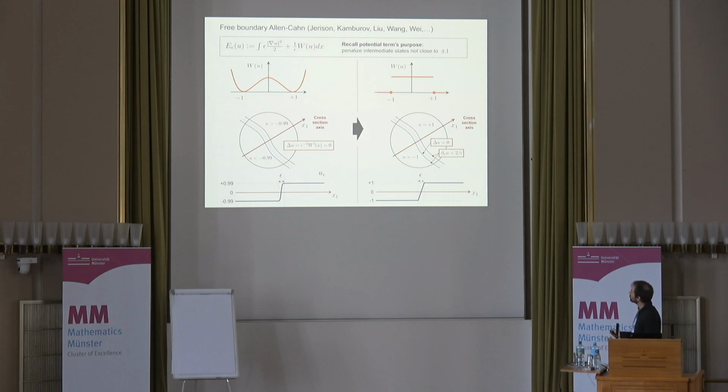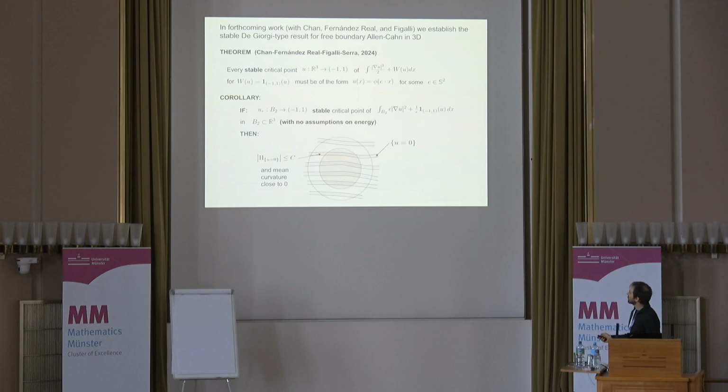The solution for this modified model is just -1, then it goes up super quickly like a line in 1D with slope 1 over epsilon, or 2 over epsilon, and then it goes to +1, right? This is of course in 1D. In higher dimensions it's a bit more complicated.